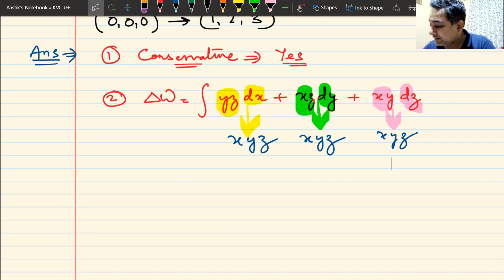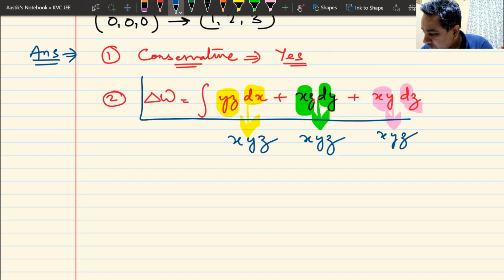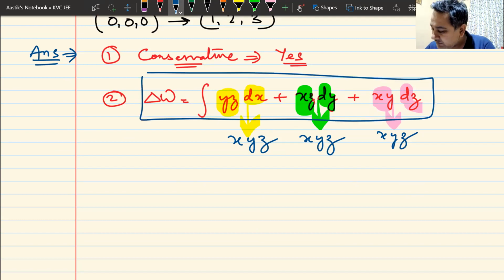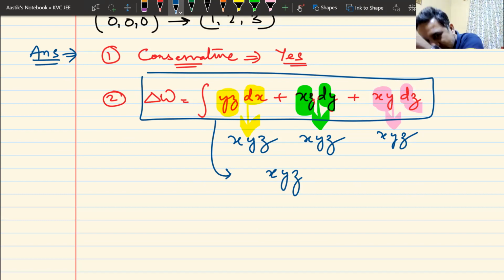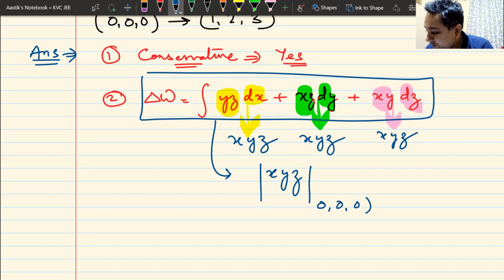and see that the entire integral just becomes xyz, not 3xyz. Don't say, sir, one is here, one is there, one is there. It's a multiplication of three different functions, and this is its derivative. So the entire integral is just one function, xyz. Now I put limits all together. x, y, z are all varying from 0.